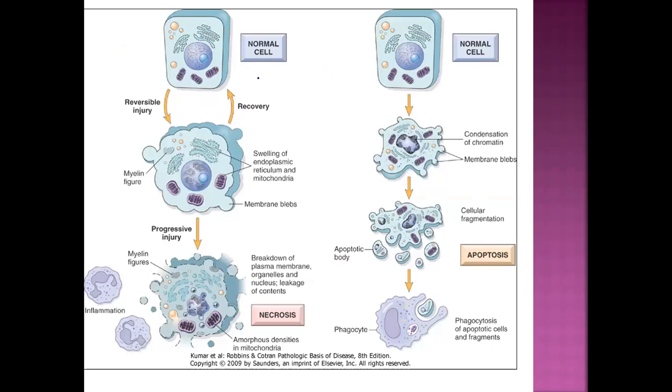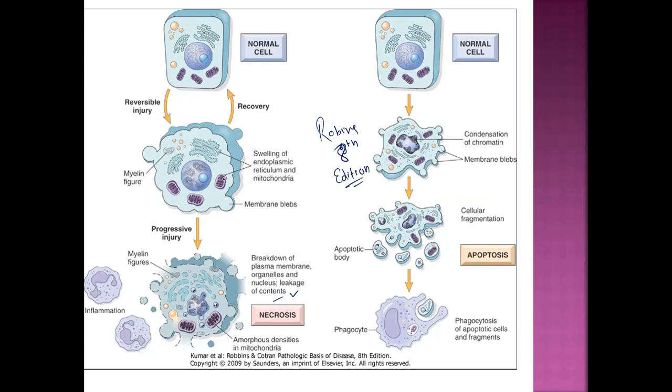Now let's talk about two things. In a normal cell, if there is apoptosis, what will occur? And in a normal cell, if there is necrosis, what will occur? This is a normal cell; there will be reversible cell injury and recovery, meaning this stage is similar for both. After that, with progressive injury, there will be necrosis: breakdown of the plasma membrane, organelles, and nucleus, and leakage of the contents. This figure I have taken from Robbins 9th edition. The 9th and 8th editions have the same photos. The 8th edition is a bit older.